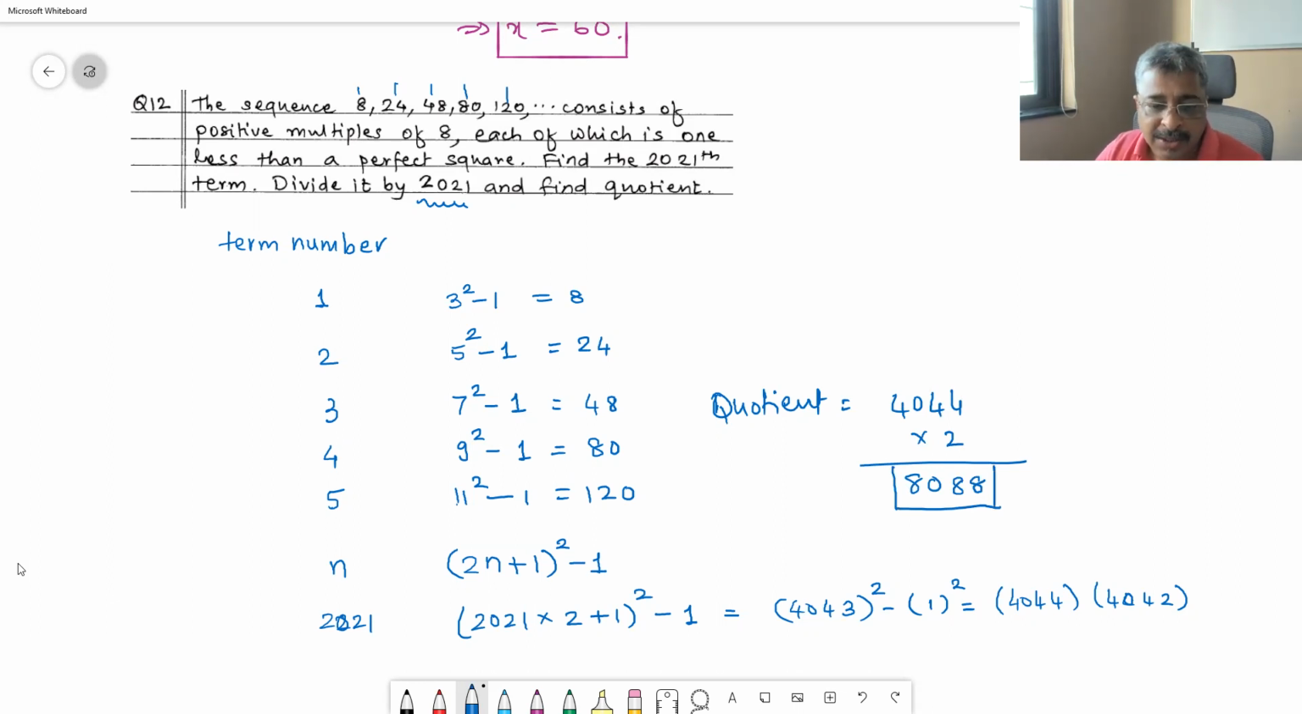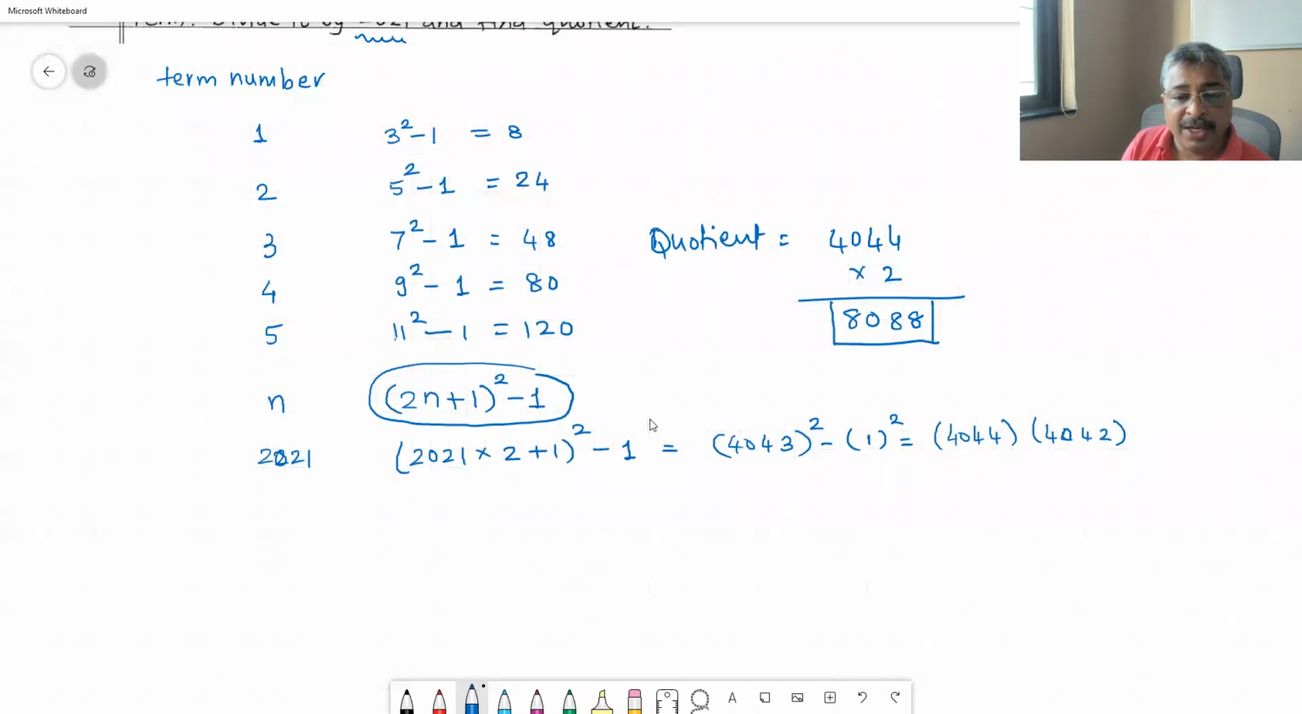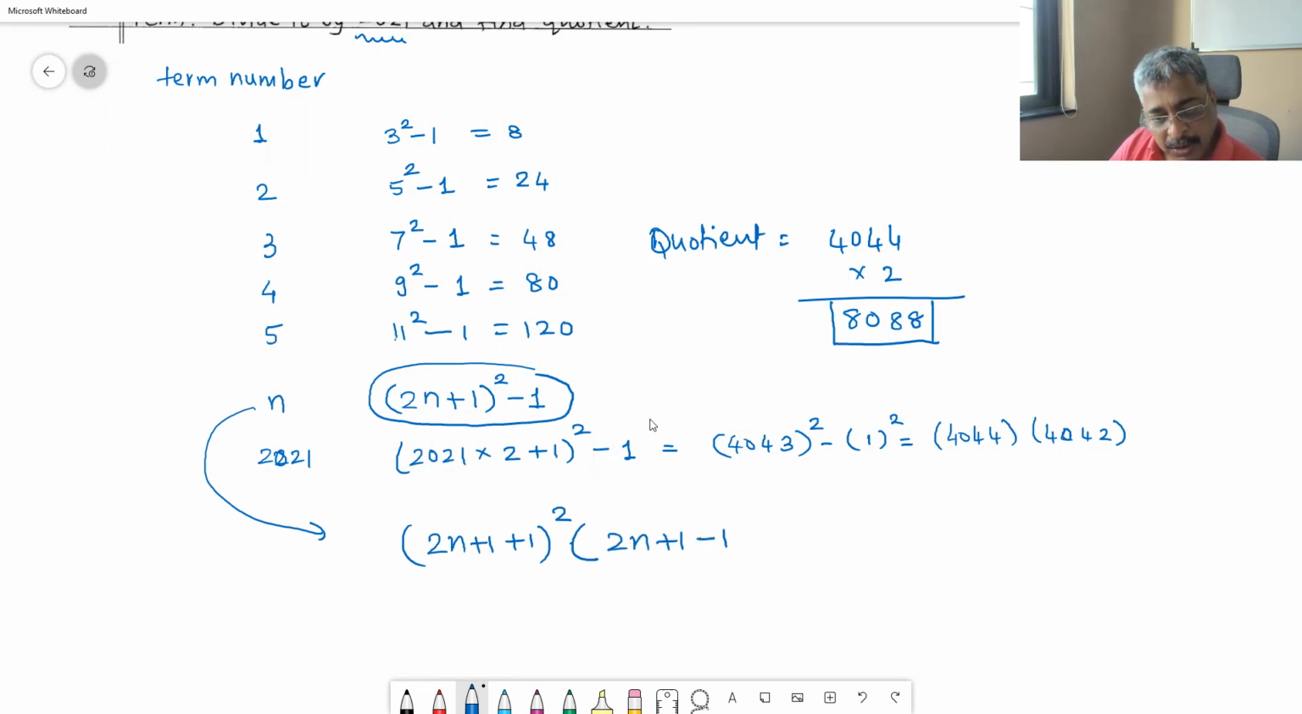Only mystery is why these numbers are divisible by 8. So let us, as a question in mind, let us explore this. 2n plus 1 bracket square minus 1 can be factorized. So this is the number. Now we want to find out whether it is divisible by 8 or not. So we will factorize it. 2n plus 1 bracket square minus, and the second factor is 2n plus 1 minus 1. This is the factorization of this.